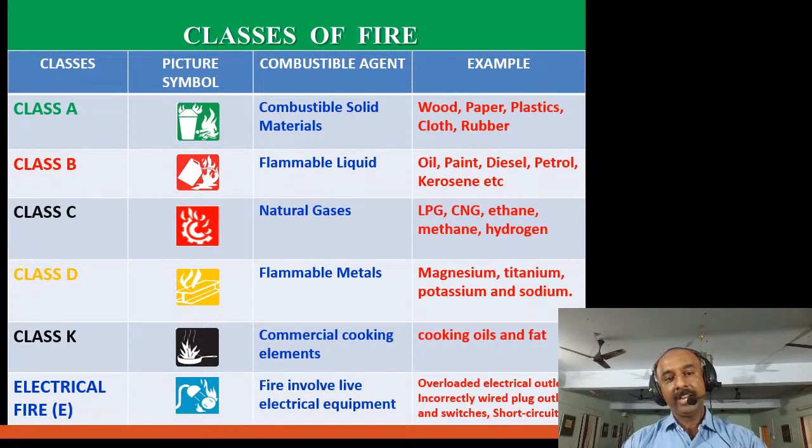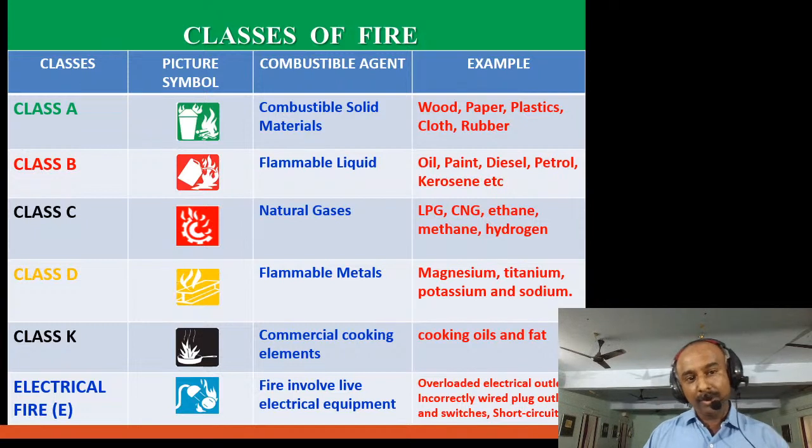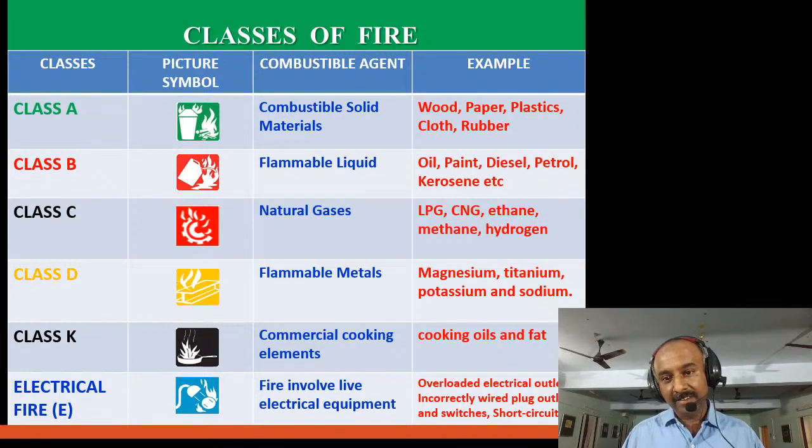What is a Class B fire? Class B fire involves flammable liquids, such as oil, paint, diesel, petrol, kerosene, etc. A fire that starts in a flammable liquid is called a Class B fire. Class C includes natural gases such as LPG, CNG, ethane, methane, hydrogen.